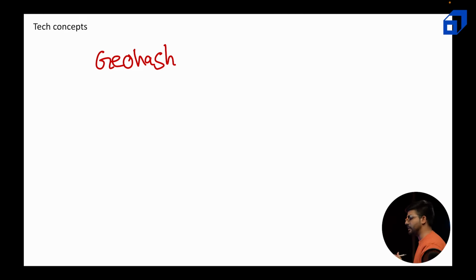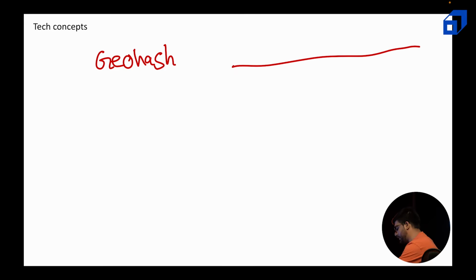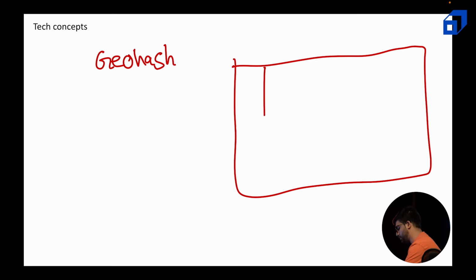Now the first such way is by using geohash. I'm not going to cover in detail what geohash means, but basically the entire world's map is divided into chunks, and each of these chunks corresponds to some particular geohash.